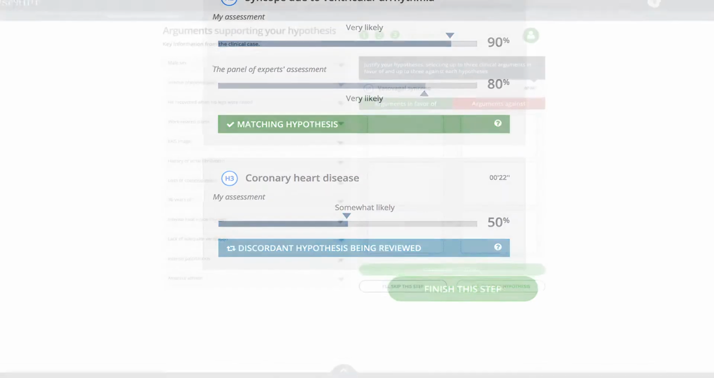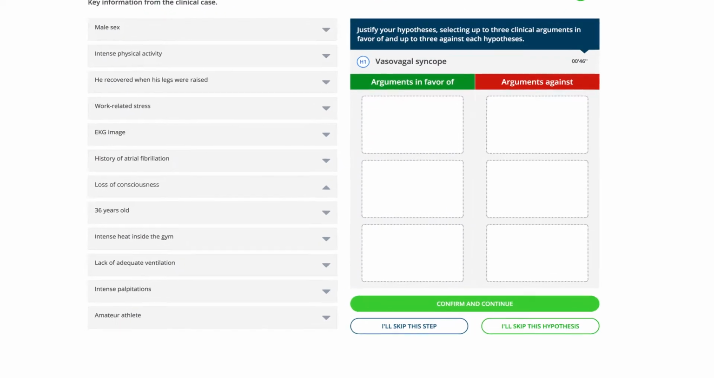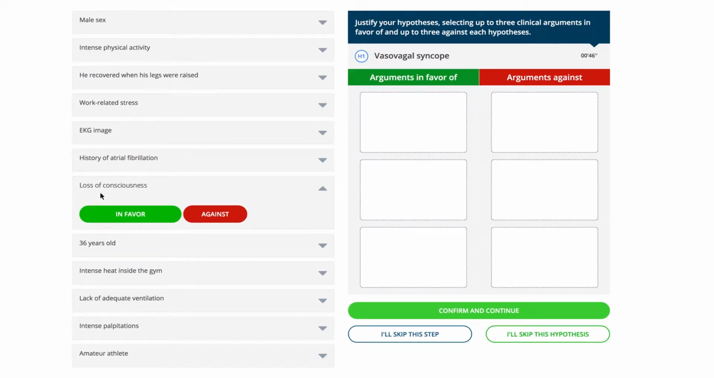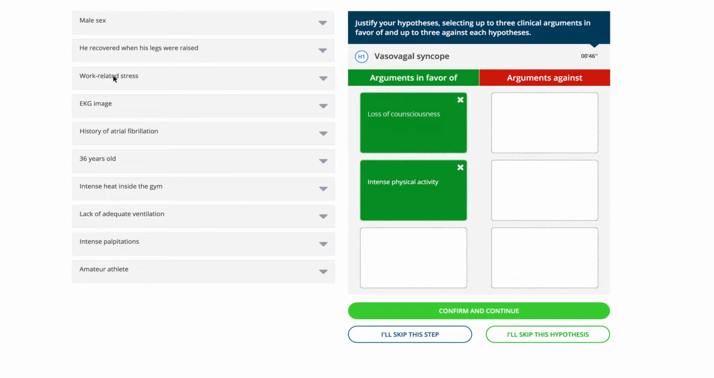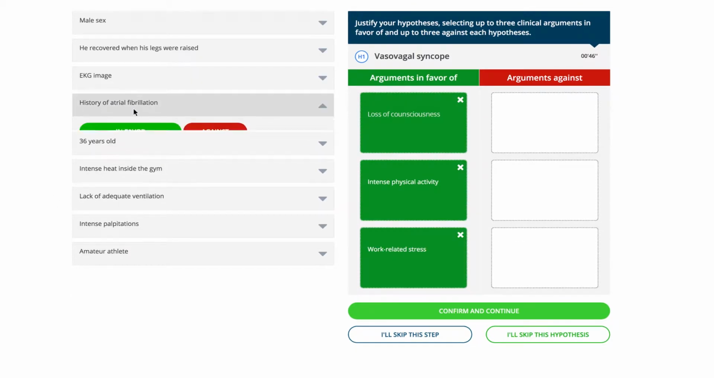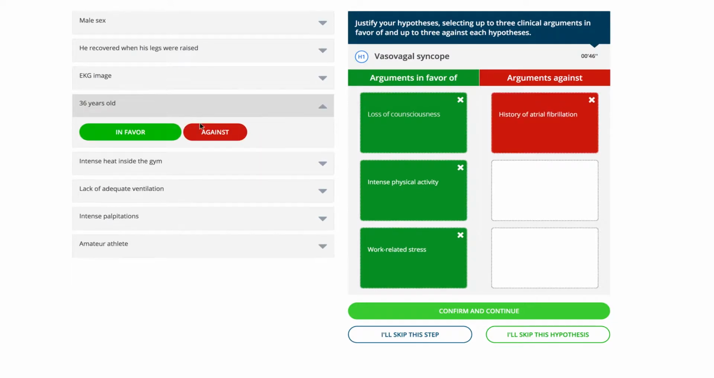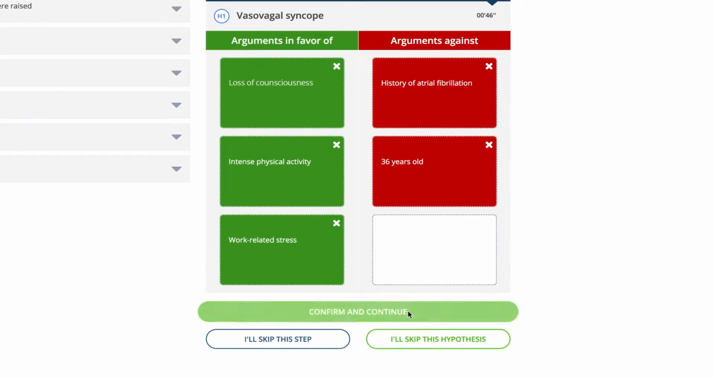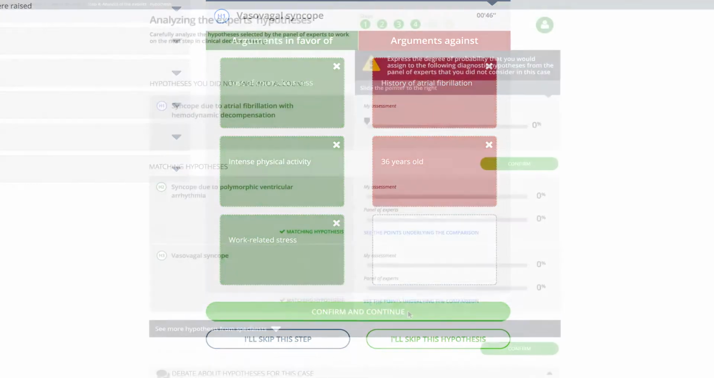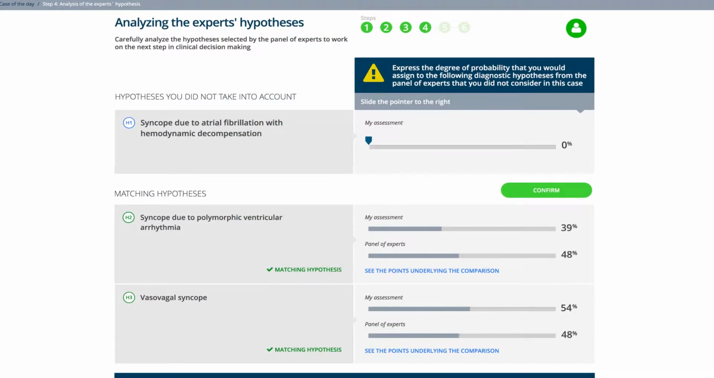Next, the simulator will convert the case exposed into a set of key terms. Try to choose up to 3 terms that favor each hypothesis and up to 3 terms that go against each hypothesis. Here, the quick thinking phase ends and the slow thinking, deductive, hypothetical phase begins.